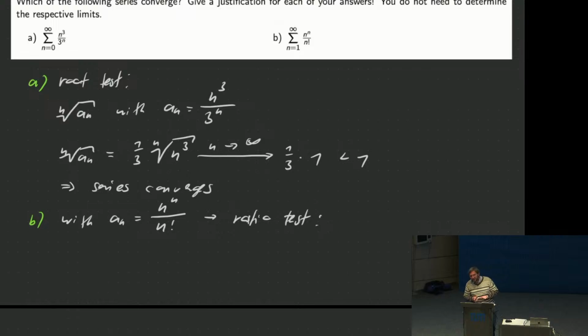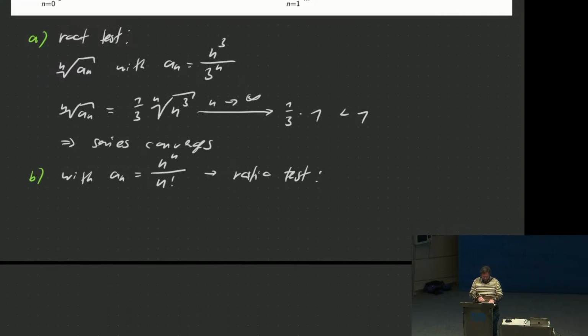Quick remark, in questions like this, at least if I'm asking for a justification, don't forget to write down what you're trying to do. So something like mentioning the test that you're trying to apply might already help get you a point, even if all the rest is completely wrong. Okay, so if you do this, we need to compute an plus 1 over an. Again, it might help writing this down to show that you know what the ratio test actually is.